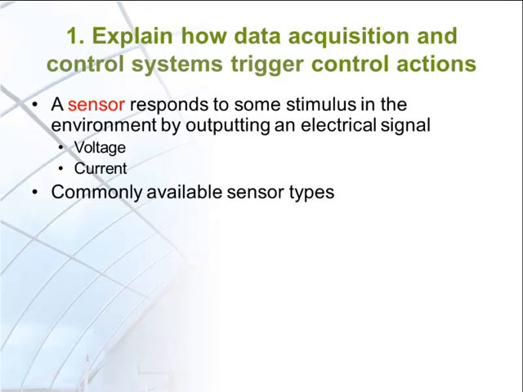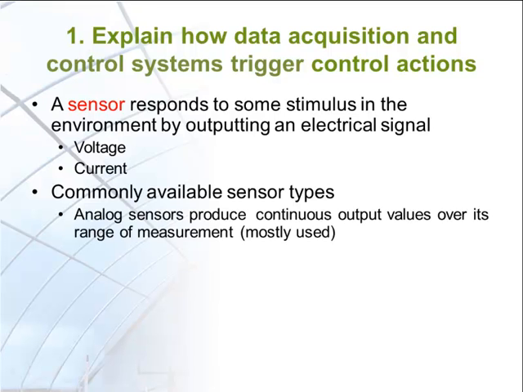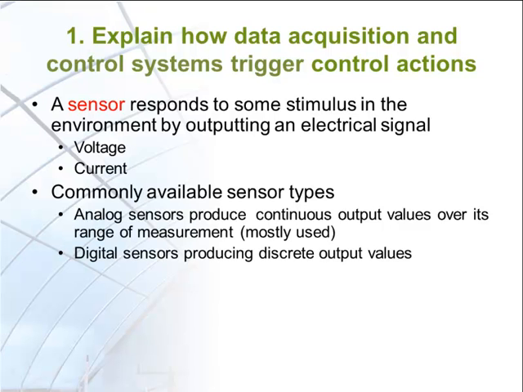In addition to analog outputs, either in the form of voltage or current, a digital output option is available for some sensors. Digital sensors produce discrete output that is most robust compared to the analog outputs.